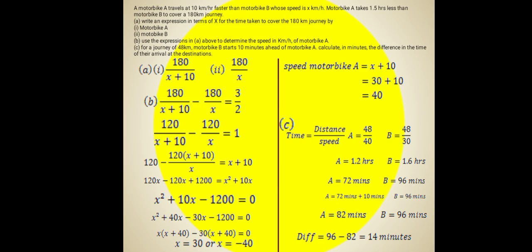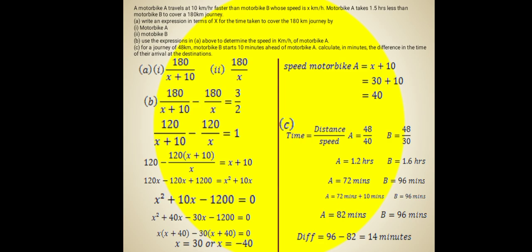Then solving for the equation, we find that motorbike B takes 30 kilometer per hour to complete that journey. What about motorbike A that we have been asked? Motorbike A, it was x plus 10. X we have gotten as 30. So x plus 10 is 40. Motorbike A will take 40.